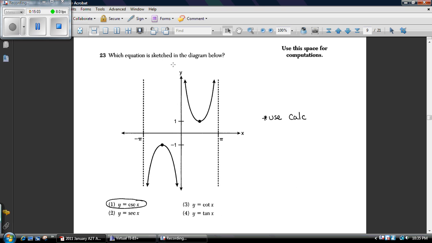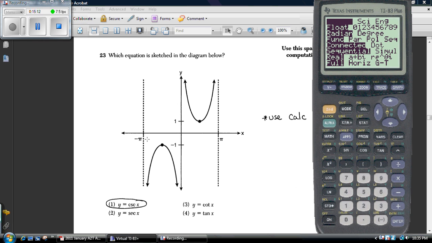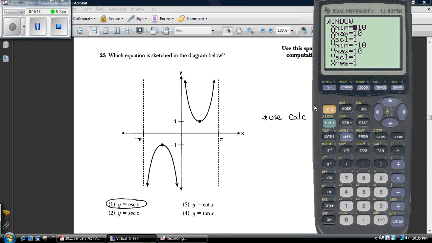Which equation is sketched in the diagram below? Well, this one, you just use your calculator. Check this out. Okay, so here's what we're going to do. First, we make sure we're in radian mode because that's what these are given in. You could also use degree mode. Doesn't really make a difference. Next, we're going to go to our window. X min, negative pi.